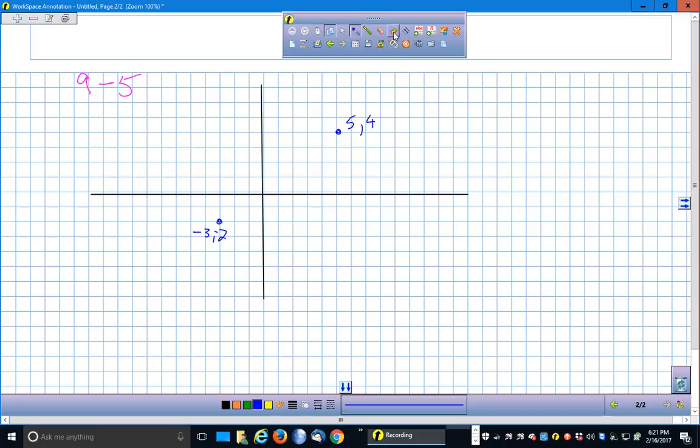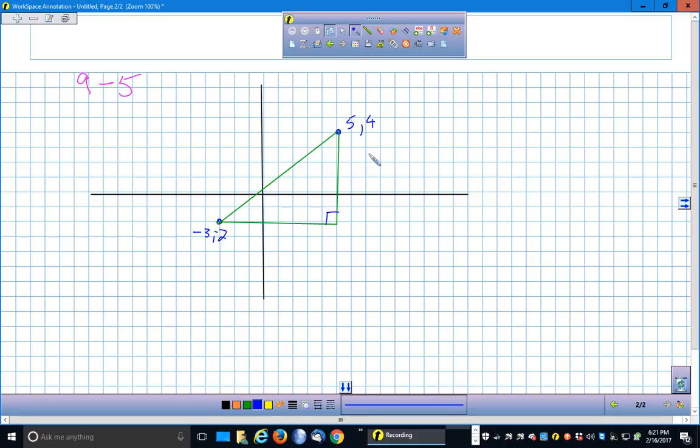I could draw in a right triangle, and then I could use the Pythagorean theorem. That's essentially what the distance formula is. You're just making right triangles. That's not the best right triangle in the world, but it will have to work.